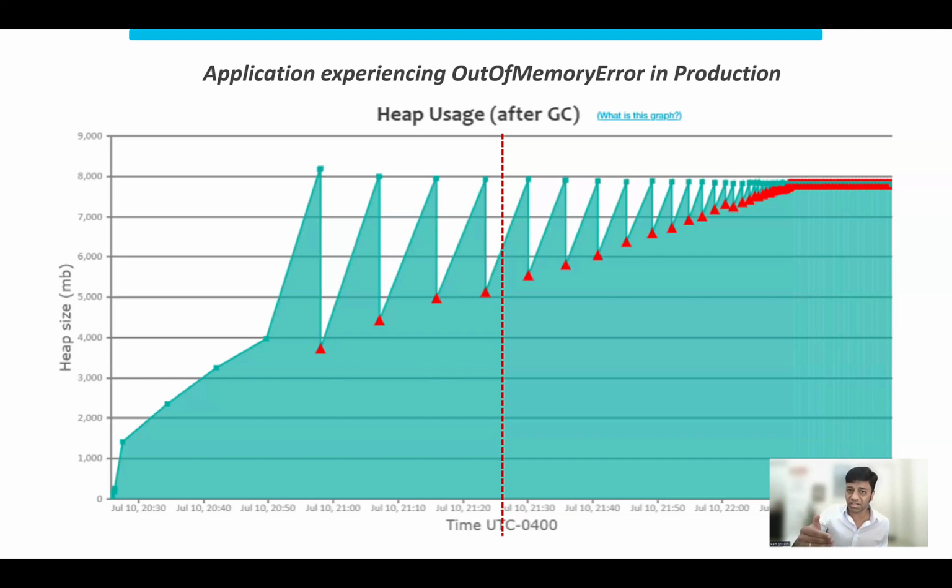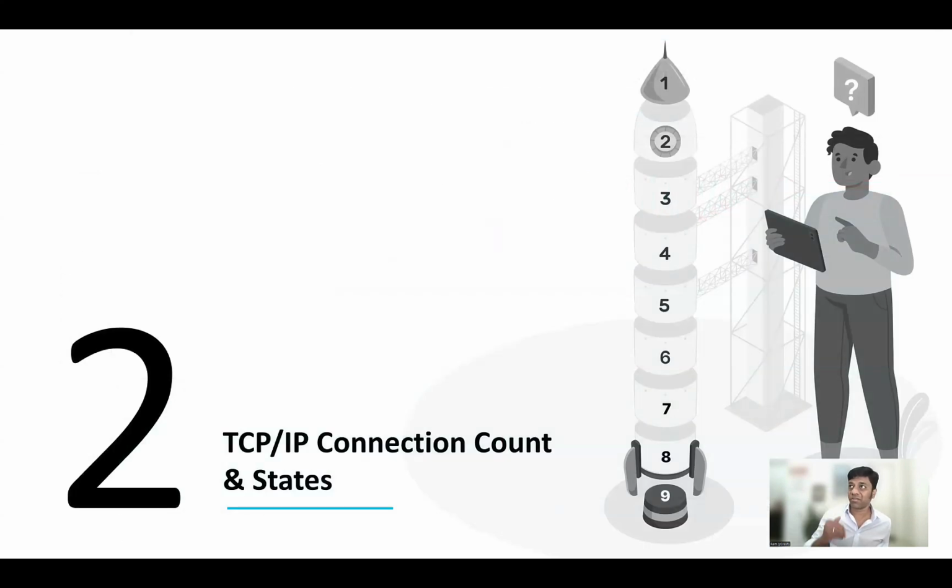If I certify this application to production, then it's going to build up like this, and I'm going to have an out of memory error in production. So if you look at the GC behavior pattern and you see this trend of going up like this, then you want to question the development team. We see this increasing trend. Why is it not addressed? Did some leak get introduced? We want to hold the release. We don't want to certify it, right? So this is the first metric that we discussed. And the second metric that we should start monitoring in our performance lab is TCP/IP connection count and states.